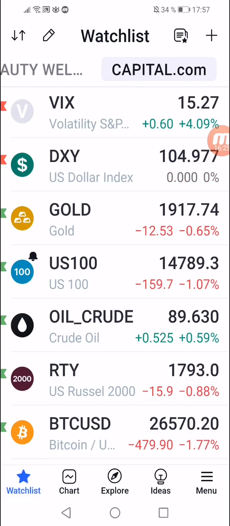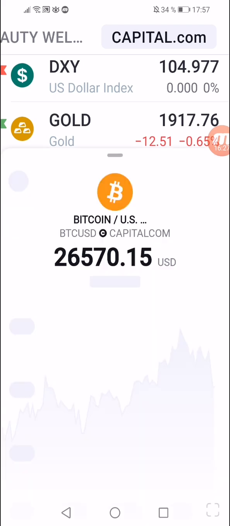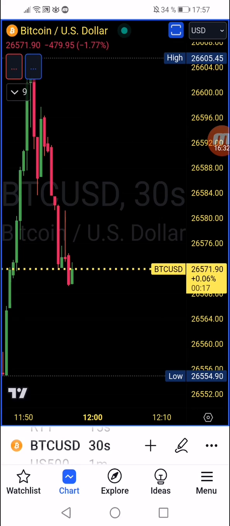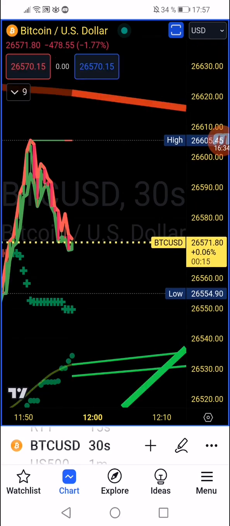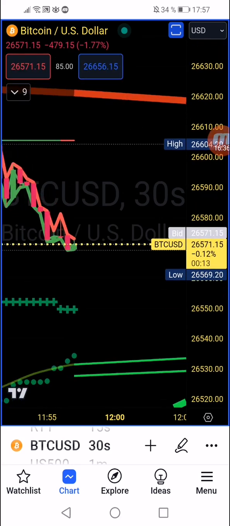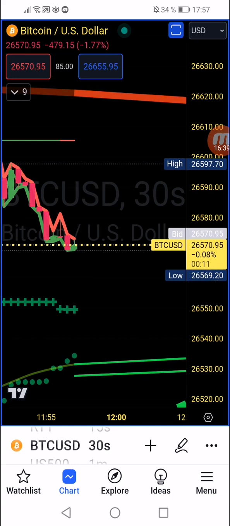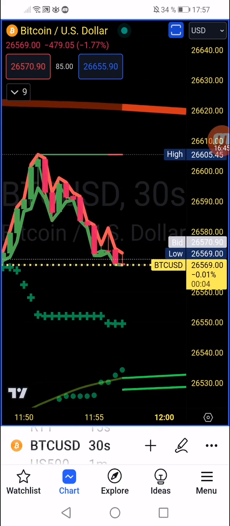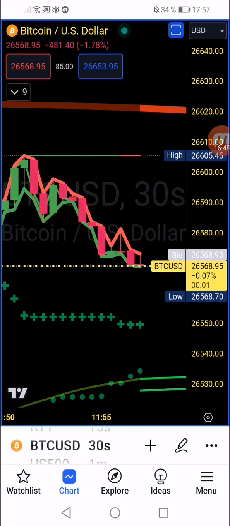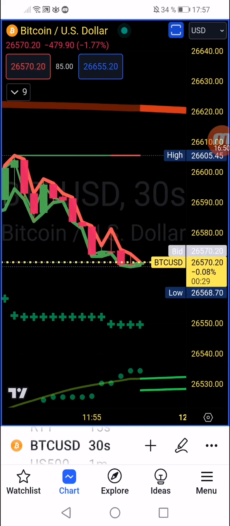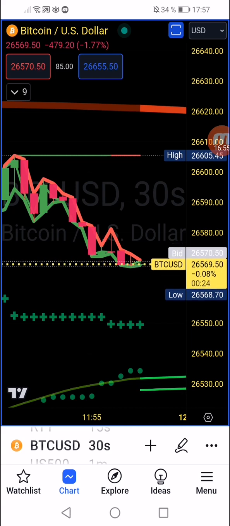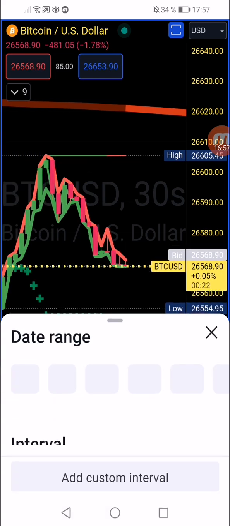And I give another example now in Bitcoin. What is Bitcoin doing? We see Bitcoin down, crashing, boom. So on 30 seconds, I don't need to go anymore on a higher time frame because I see here the system, right? The line is red and green. It's enough for me. Enough. The market is short bias, right?